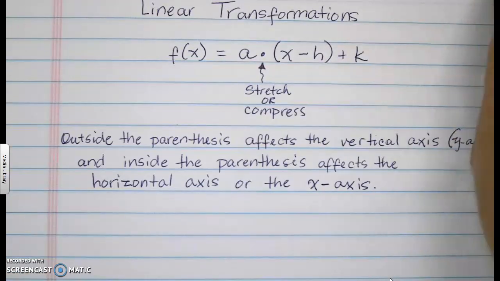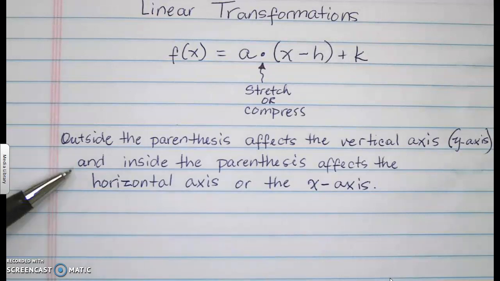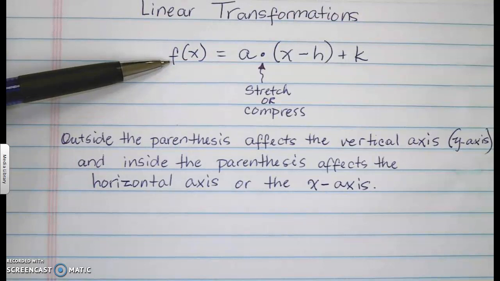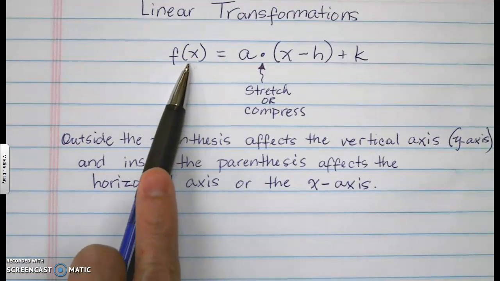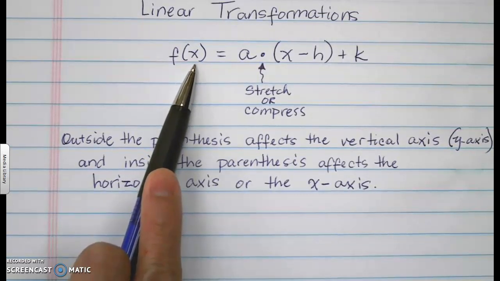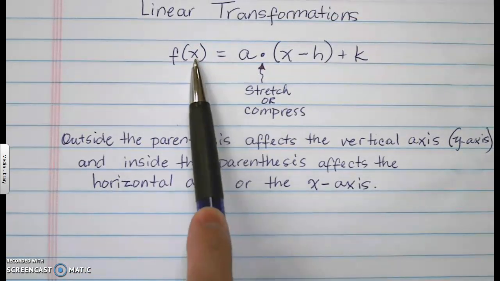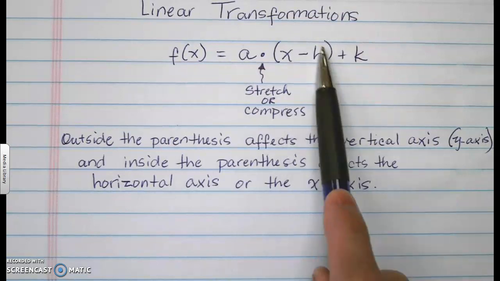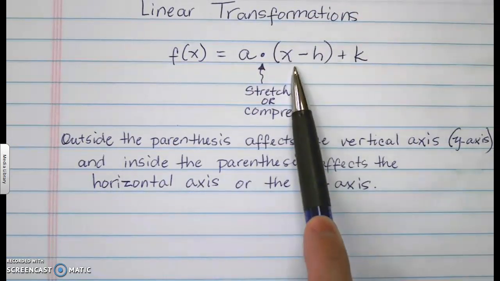All right, so as an important note, once again, outside the parentheses affects the vertical axis, better known as the y-axis, and inside the parentheses affects the horizontal axis or the x-axis. I had to change my y into f of x just to show that what is inside is the x. That means that whatever is inside affects the x-axis. I just tell the students that so that they can better remember. So whatever is inside is for the horizontal axis. So all these are going to be affecting the horizontal axis.